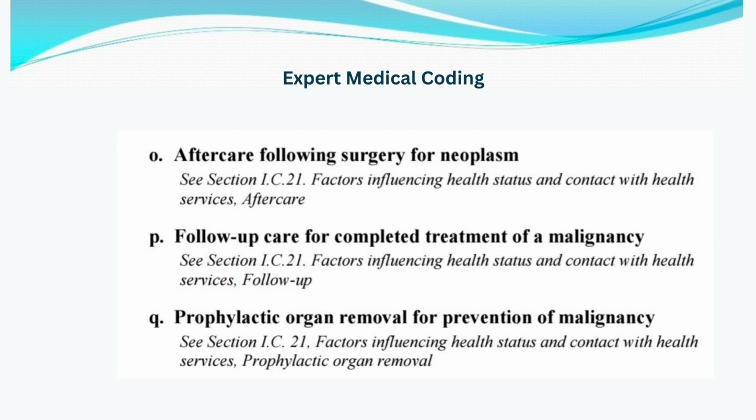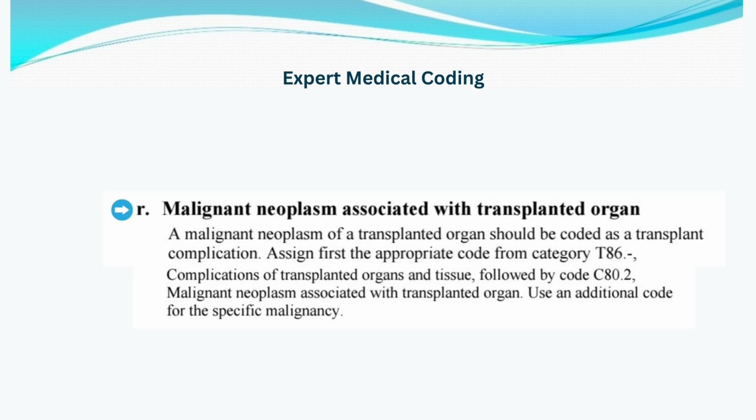Now let's move towards the next coding guidelines, and they are aftercare following surgery for neoplasm. So it will be covered in a separate section. Similarly, follow-up care for completed treatment of a malignancy and prophylactic organ removal for prevention of malignancy will be covered under section 1C21. Now let's move towards the next coding guideline, and that is malignant neoplasm associated with transplanted organ.